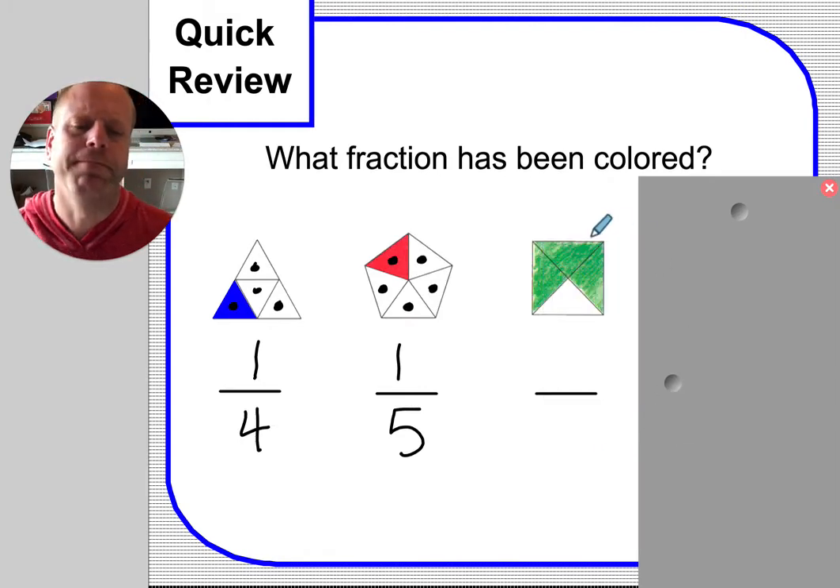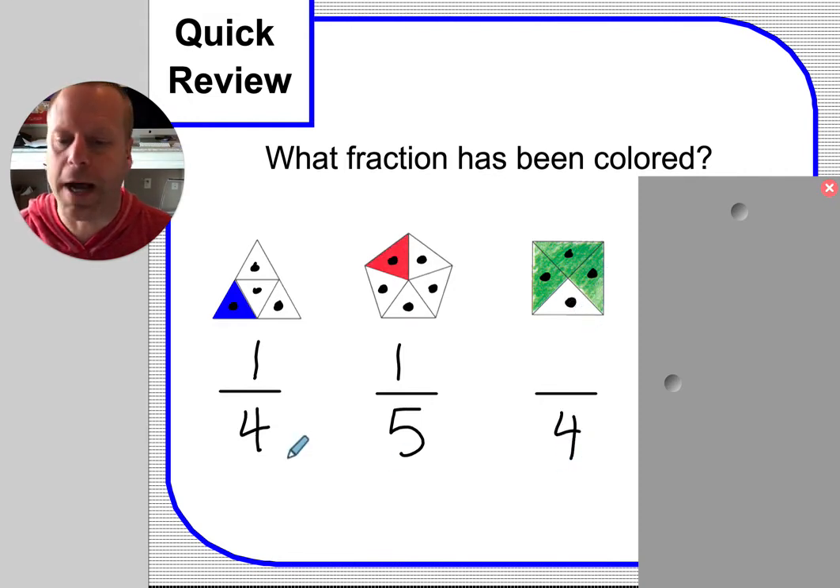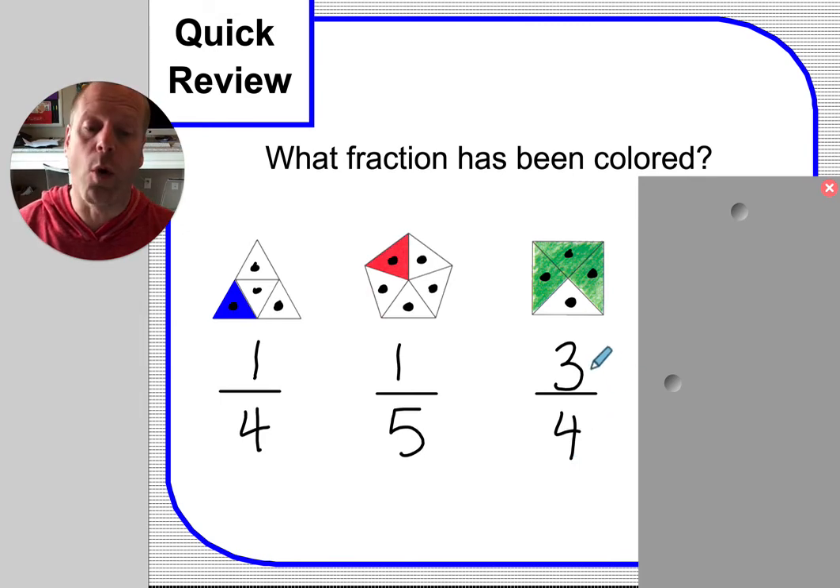Kind of a tricky one. How many in all? 1, 2, 3, 4 in all. So 4 on the bottom, just like this, right? 4 on the bottom. But there is a distinction or a difference here because this one had 1 shaded part. If you look over here, we have more. We have 1, 2, 3 that are colored or shaded in green. So this shows us 3 out of 4, or 3/4.